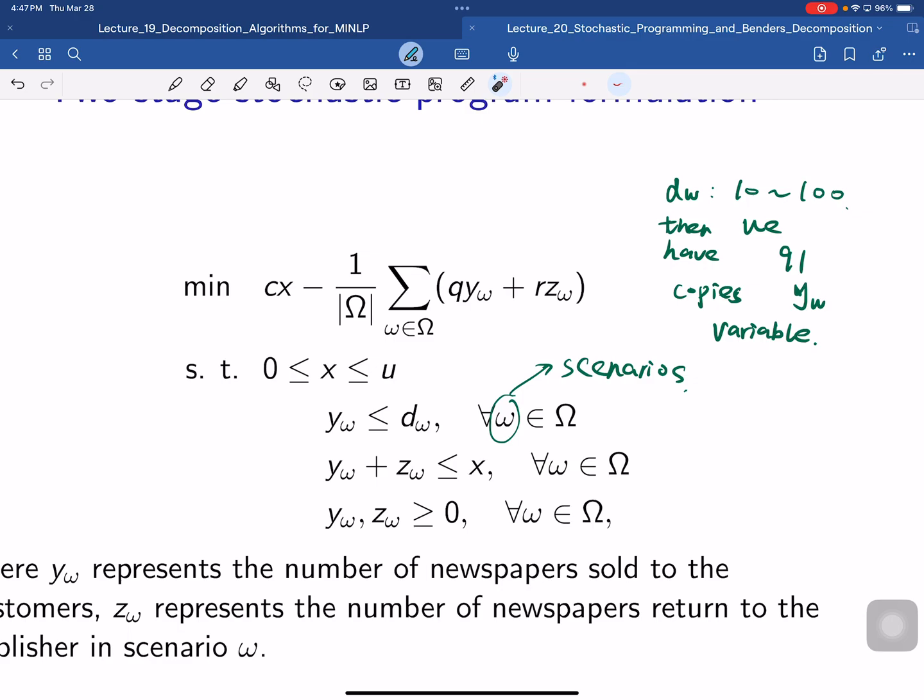For example, let's say you committed to buy 50 newspapers, and then the next day you go to sell them. If the demand is 10, you cannot sell all 50. You just return 40 back to the publisher.